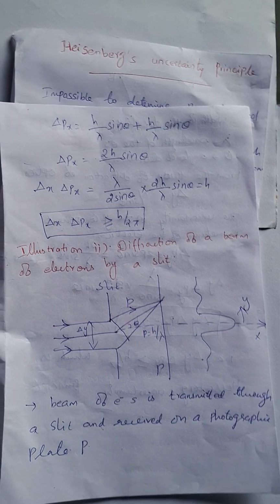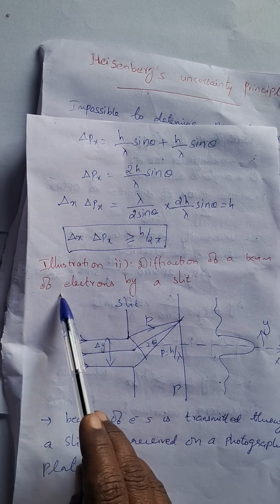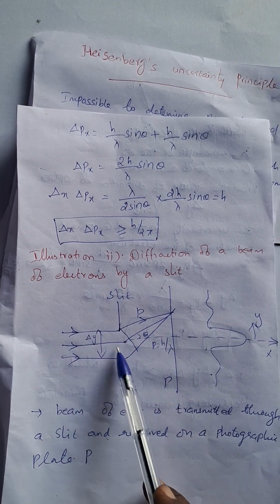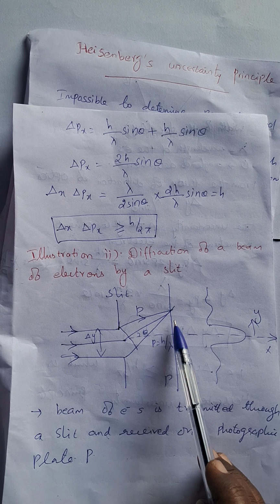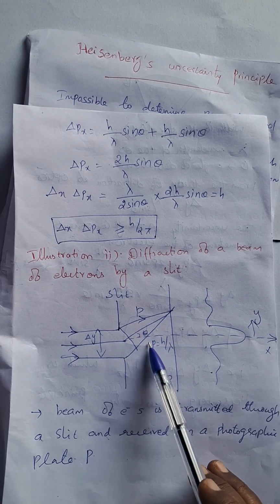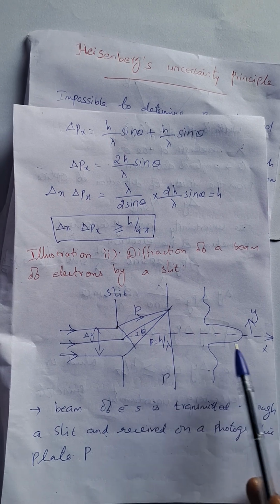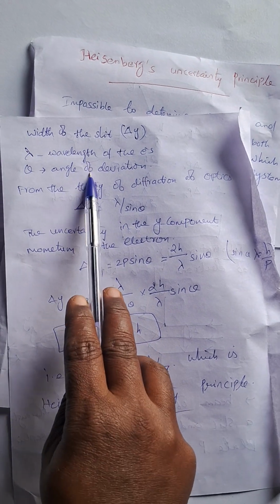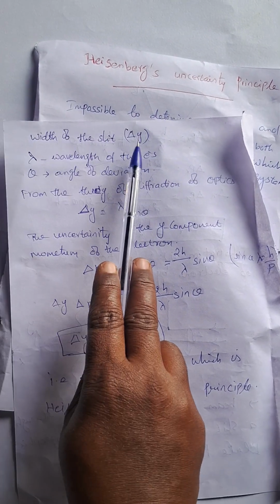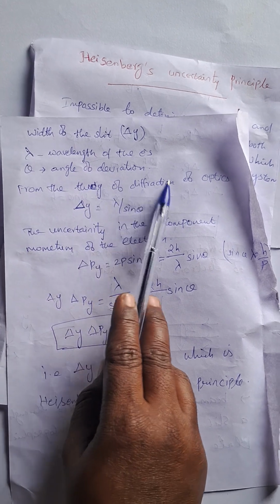Another example is illustration 2, diffraction of a beam of electron by a slit. We have to consider a slit with this width del y, and this is the photographic plate P. It makes an angle theta. The value of momentum p equals h by lambda. Here del y is the width of the slit, lambda is the wavelength of the electron, and theta is the angle of deviation.